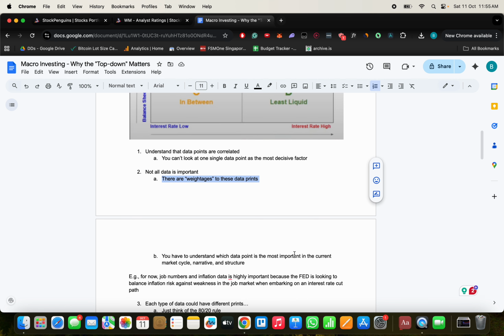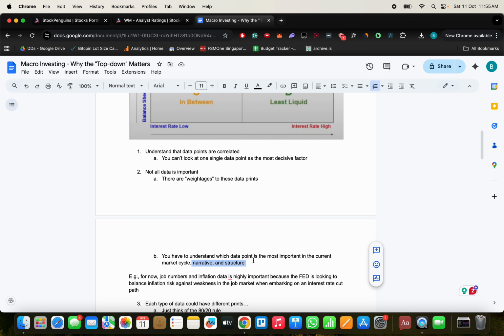And to understand how important one data print is to another, you need to understand the current market cycle, the narrative, and the structure. So, for example, in today's market, we are entering a quantitative easing environment when interest rates are starting to be slashed by the Fed, right? So the current Fed chair Powell is a very data reliant guy, and to me, a naturally hawkish kind of guy.